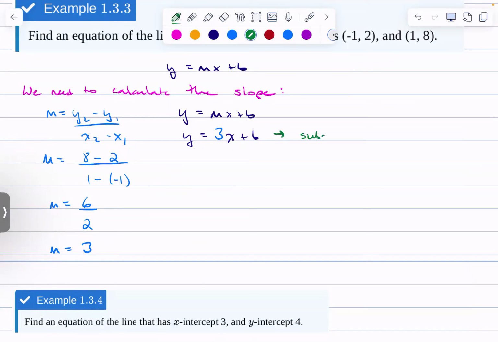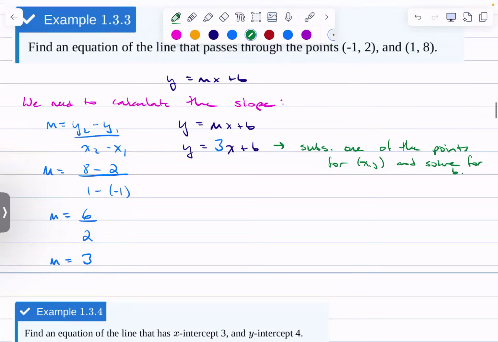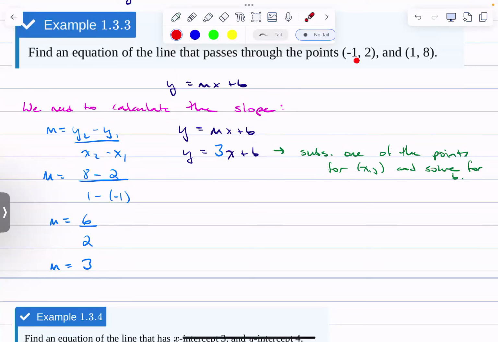So now substitute one of the points for xy and solve for b. Would I do it over here on the slide? I don't like dealing with negatives. So usually I just avoid the negatives if I can, and I'm going to use 1, 8. It doesn't matter. You're going to find the same value for b regardless of which point you used. And if you don't like negatives, then join the club.